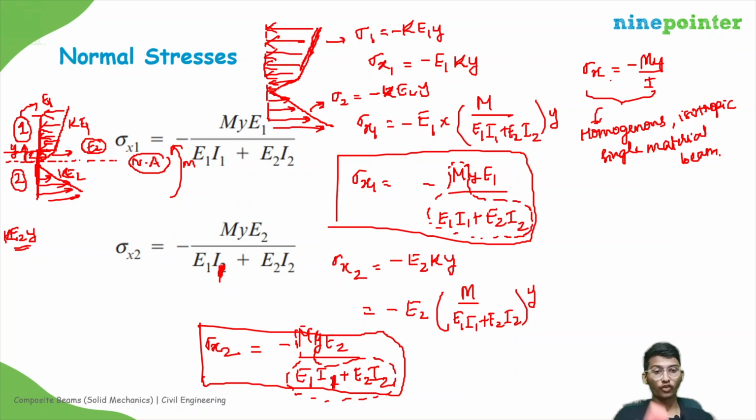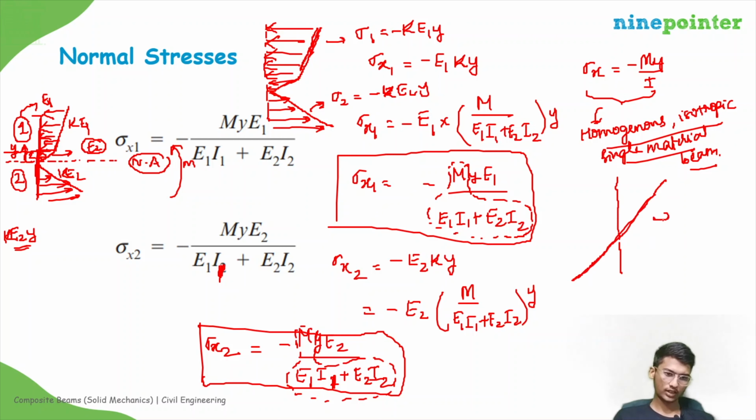But in the case of a homogeneous isotropic single material beam, you will get a single straight line, right? But this is not the case with composite beams. We only dealt with composite beams with two types of materials, but there can be composite beams of more than two types of materials also. That is not in our syllabus actually.